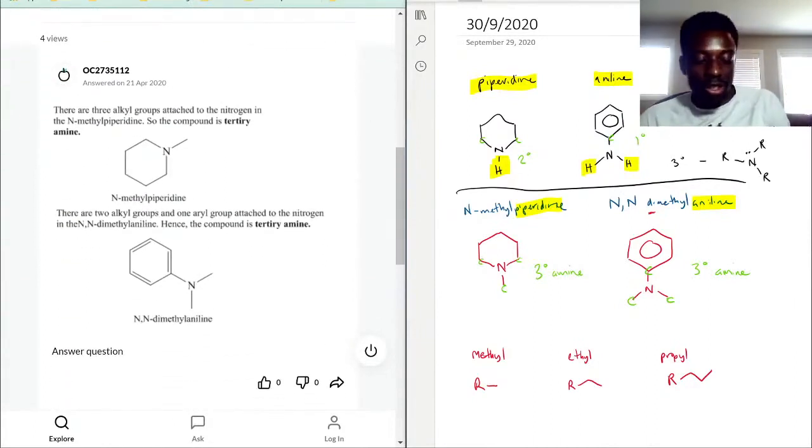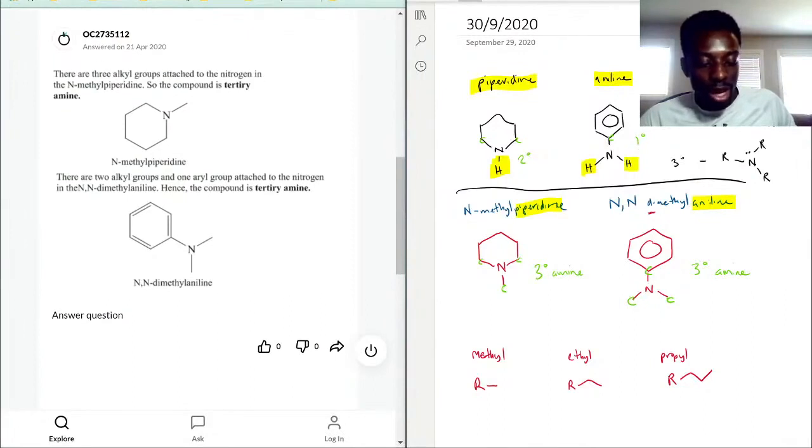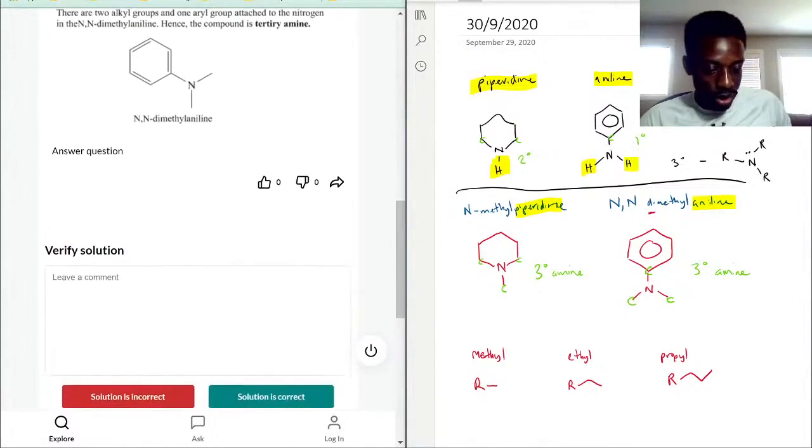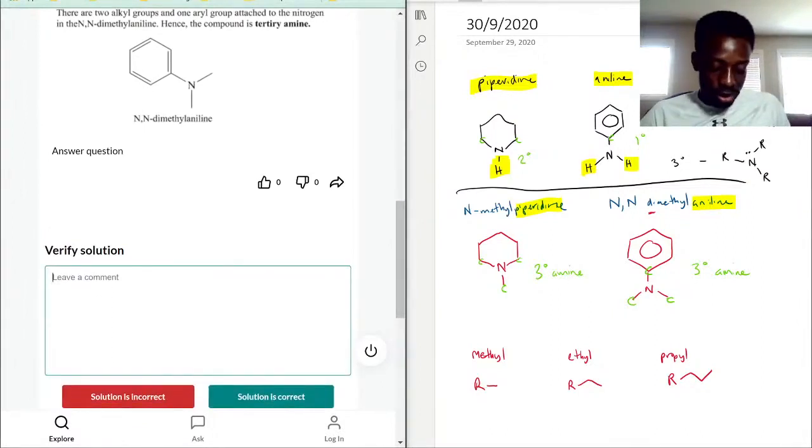I think my picture is nicer. Just kidding. But as you see here, we have N-methylpiperidine, just a little stick sticking out. That indicates methyl. And N,N-dimethylaniline, you have that benzene ring, and then you have the N, and then just 2 sticks sticking out. That signifies the 2 CH3s bonded to it. And they both say that they are tertiary, so all of this is correct.